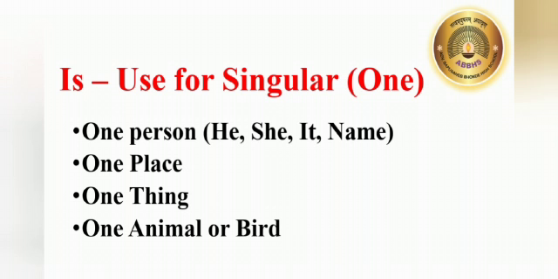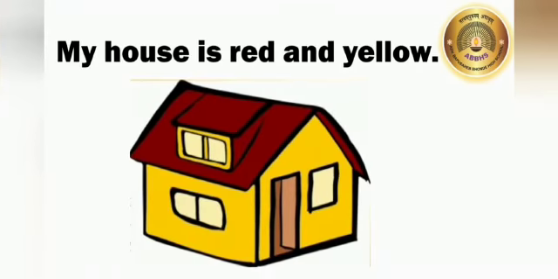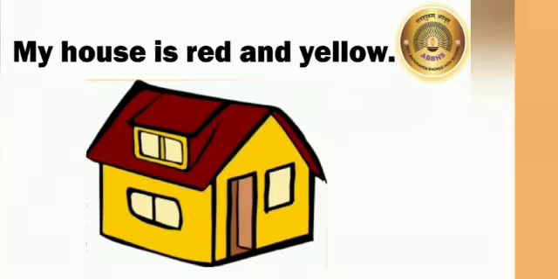Is is used with singular. Singular means one. When we are talking about one person, one place, one thing, one animal, or one bird. For example, Raman is a naughty boy. Raman is one. That's why we will write is. My house is red and yellow. There is one house. There are not 10 houses. So we will write is.